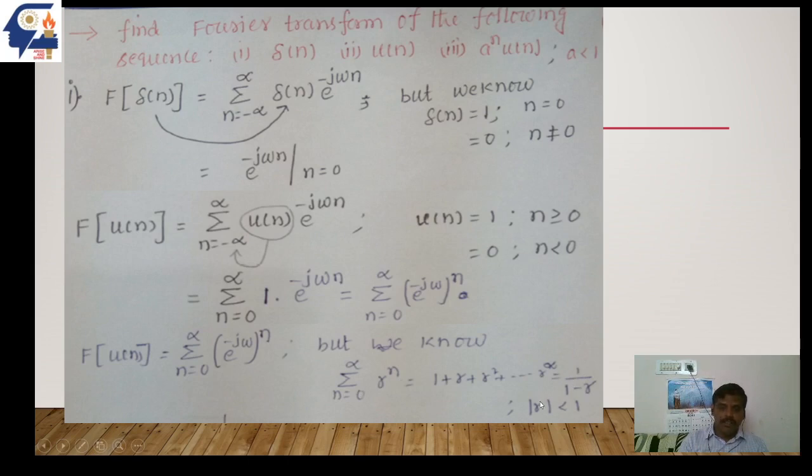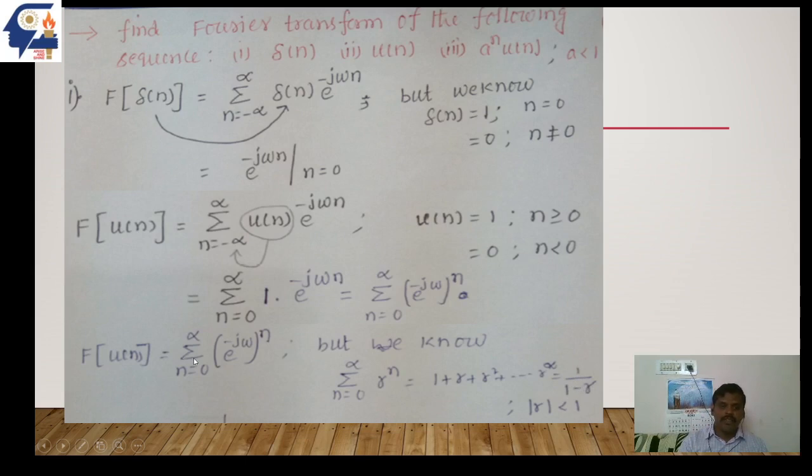Condition is if r is less than 1, or mod r is less than 1, then only this formula is applicable. That means if we add all these values 1 plus r plus r square plus up to infinity, we will get a finite value. Then only this formula is applicable. This 1 is nothing but the first term. It is the first term divided by 1 minus r. R means second term by first term, r by 1, otherwise r square by r, you will get r. So first term divided by 1 minus second term by first term. This is the general formula. The same formula I am going to use here.